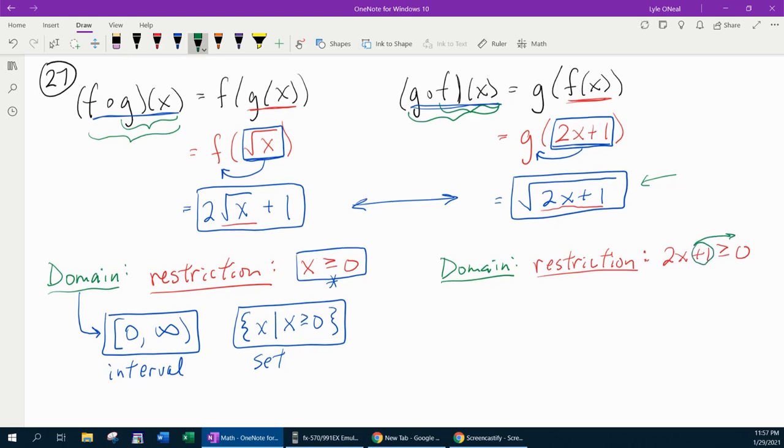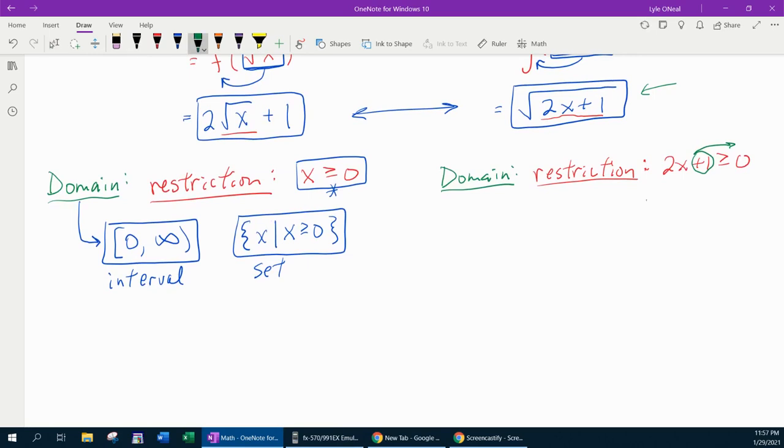Moving the plus 1 over, that's going to give me 2x greater than or equal to negative 1. Then if I divide both sides by 2, x has to be greater than or equal to negative 1/2. Now that is not the domain. That's the restriction. If you want the domain, you're going to have to write that in either interval notation or set notation. So let's do the domain in interval notation first.